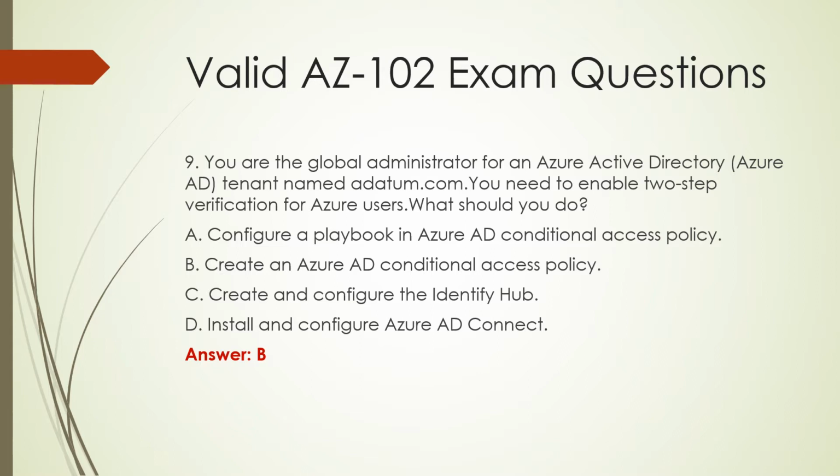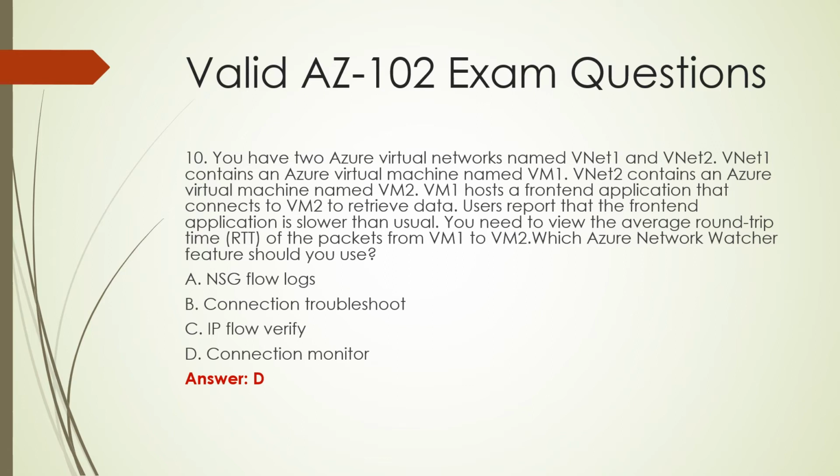9. You are the global administrator for an Azure Active Directory (Azure AD) tenant named adatum.com. You need to enable two-step verification for Azure users. What should you do? A. Configure a playbook in Azure AD conditional access policy. B. Create an Azure AD conditional access policy. C. Create and configure the Identity Hub. D. Install and configure Azure AD Connect. Answer B.